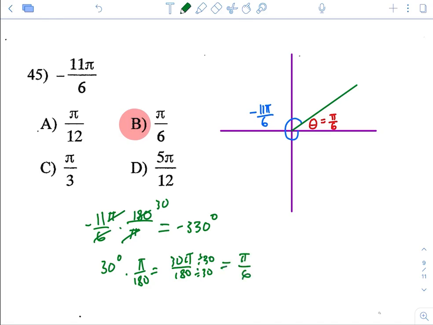If you were strictly using radians, you know the blue is negative 11 pi over 6 radians, and a whole circle is 2 pi. So you could do 2 pi minus 11 pi over 6 to figure out the missing piece. Multiplying top and bottom by 6, it's 12 pi over 6 minus 11 pi over 6, which gives you pi over 6. So many ways you can go about it.